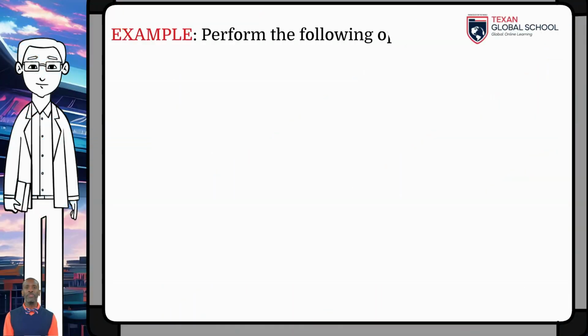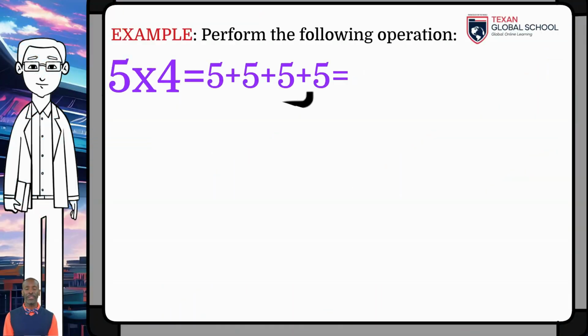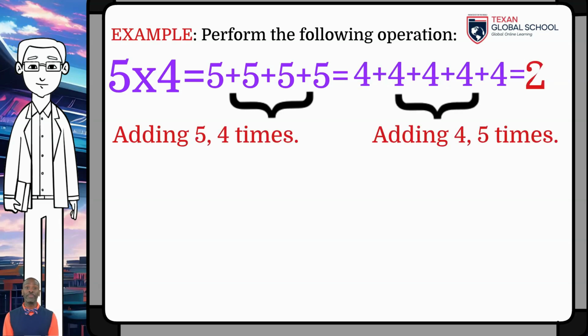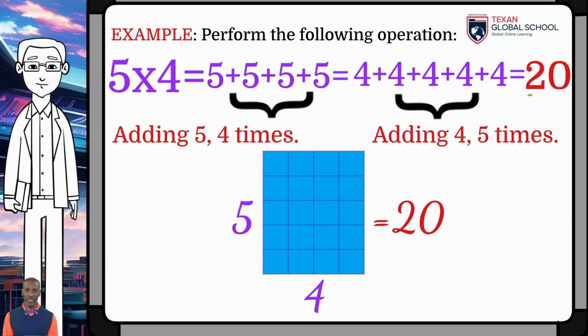Then, multiply 5 by 4. We add 5 4 times, or we add 4 5 times. Therefore, 5 times 4 is 20. The model represents 5 rows by 4 columns, so we have 20 ones. Thus, we conclude that 5 times 4 is 20.